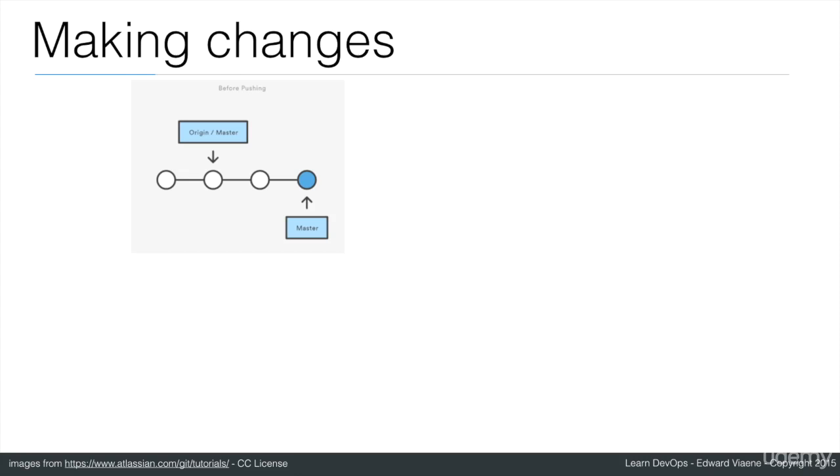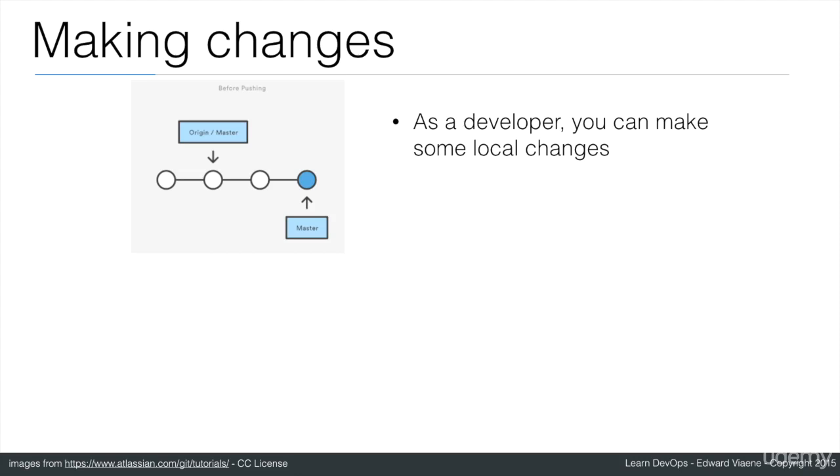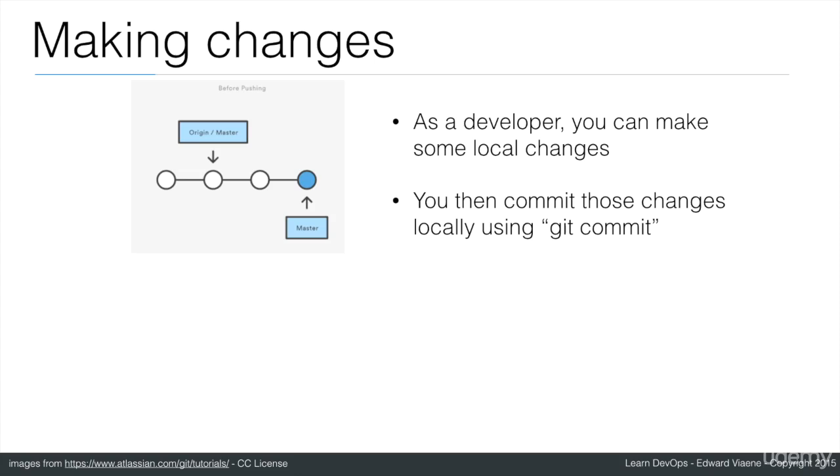Let's take a look at how we make changes to our code. As a developer, you can make some local changes. Let's say you have changed a few lines in a file to fix a bug. Now, what you need to do is to commit those changes locally by using git commit. Commit will add the changes to your local branch, which is by default the master branch, as you see on the image on the left. This commit is still only local, and you see that your local master branch is now ahead of the original master branch called origin master, which is the remote master branch.